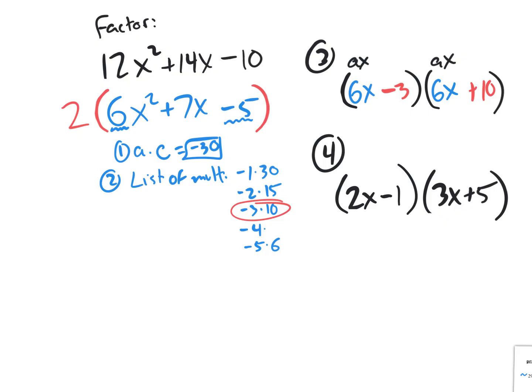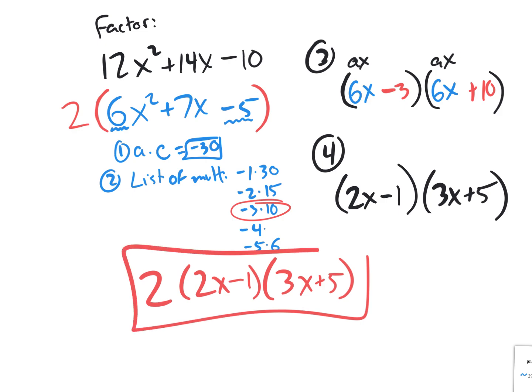So the completely factored form is this guy, but it's still missing the original GCF that you pulled out, 2. So here's your factored form answer: 2 parenthesis 2x minus 1 parenthesis 3x plus 5. That is your completely factored form.